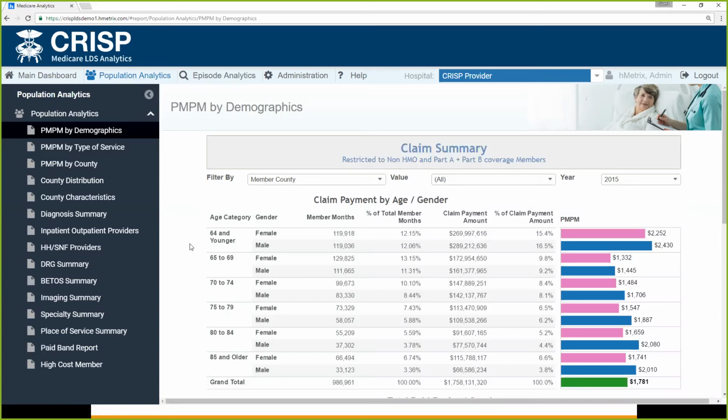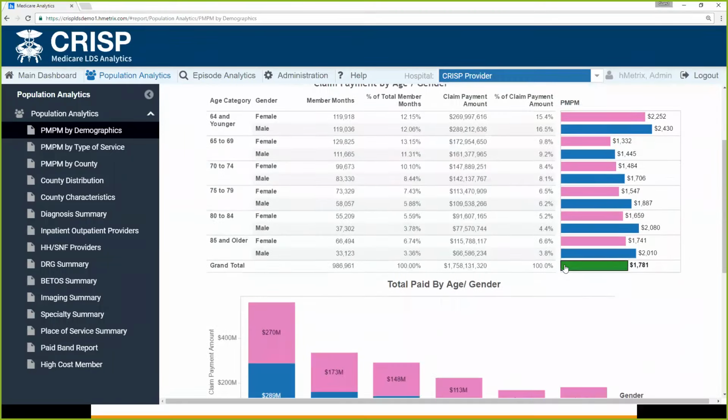So for instance, age category 64 and younger, we have it split by gender, and it tells you how many members are within that particular demographic, the percent of the membership, total claim payment amount, and the percent of the payment amount, as well as their average payments per month, all the way to the right. And then we have, obviously, all the way at the bottom, the total across all the different demographics.